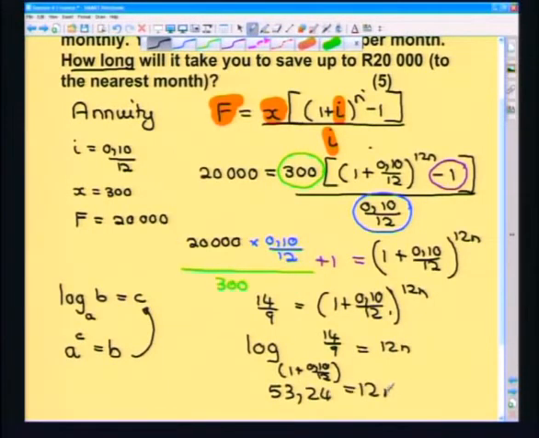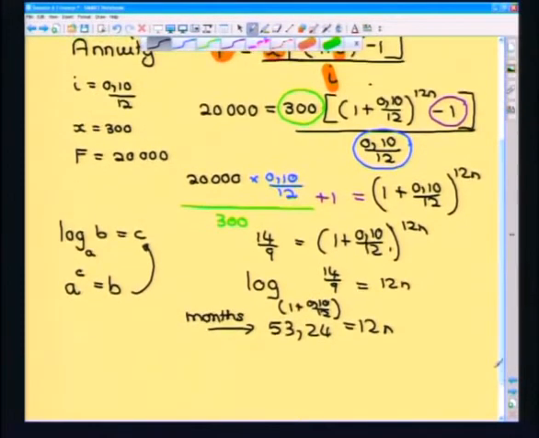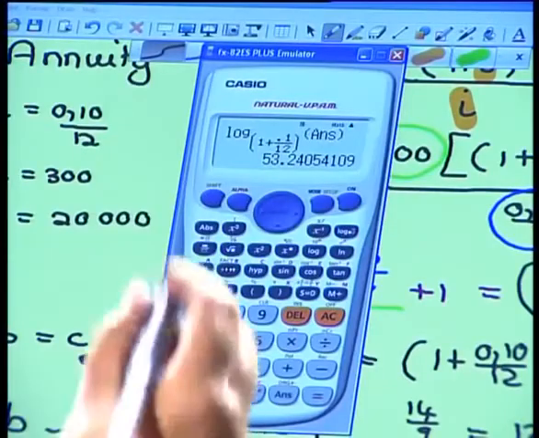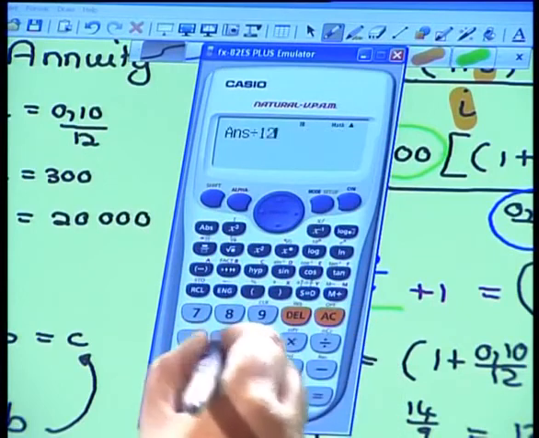equals 12n. Now that is in months. So at the moment we've got it in months, and that was what the question actually asked. To the nearest month would be 53 months. But if I decided to ask you years and months, this is what you would have done. You would have pulled your calculator up again, and taken this answer and divided by 12.